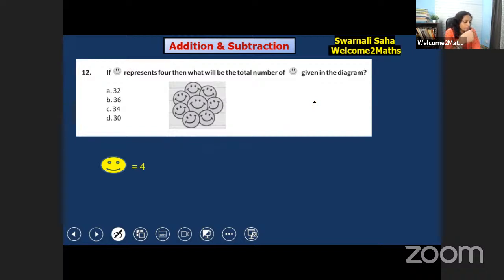A, B, C, D, which would be the answer? Yes, it's so easy. Instead of doing addition, we'll do obviously multiplication. 8 into 4 and it's 32. Very good. 32 is the answer. A is the answer. Very good. Very good. So fast. A is the answer. 12A. Very good.